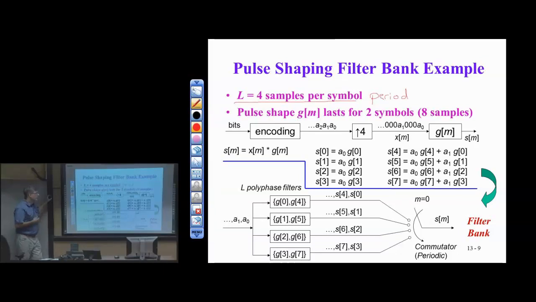Our pulse shape, we're going to use a relatively short pulse shape for this example, just so I can enumerate all the possible combinations. The pulse shape here will last for 2 symbol periods. So this means that from earlier slides, NG is 2, which is the number of symbol periods over which the pulse shape lasts. And then in terms of samples, it should be 2 times L. So if we have 2 symbols and we have L samples per symbol period, then we have 8 samples total in the impulse response for this FIR filter that's doing the pulse shaping.